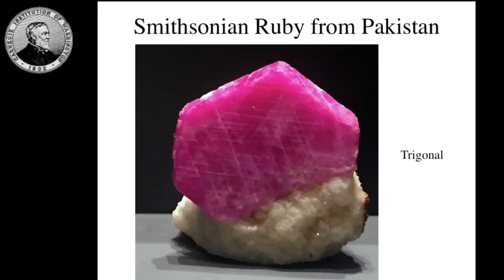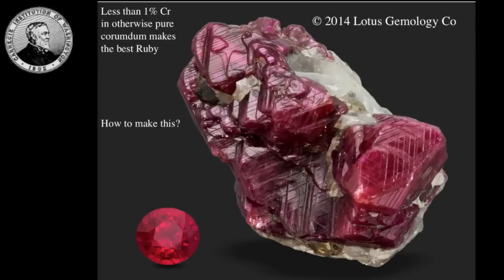This is the one. Coloring agent, chromium. So a little bit of chromium goes a long way. I was at the Smithsonian, and they had this beautiful specimen. I mean, just incredible. You just look at that, and that color is just amazing. Trigonal. Good mineral for teaching students about the crystal classes. So just a little bit of chromium will make otherwise unappealing corundum look like that, or a little bit of work like that.